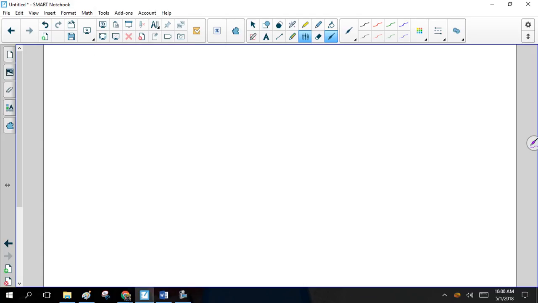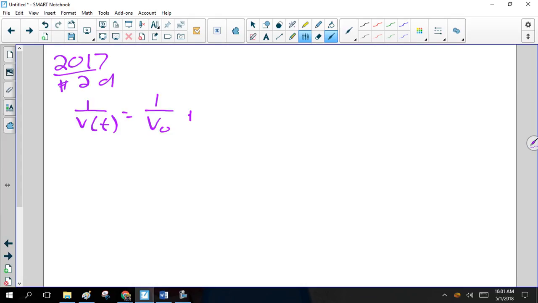So at the end of the hour yesterday, we discovered that 1 over the velocity as a function of time is 1 over v naught plus beta t over m, right? And so the only other thing you had to do was graph it. All right? When it says sketch graphs, you do not need to include numbers. All it wants is a general shape, okay? If it wants more information, it will say that, okay?